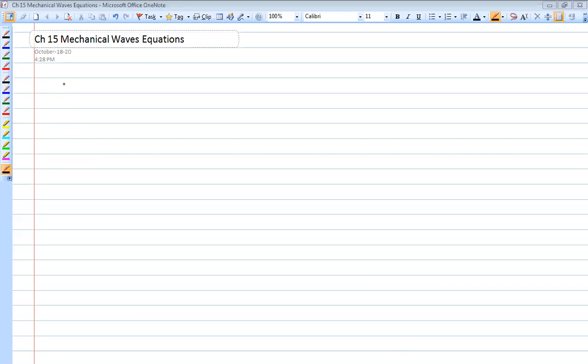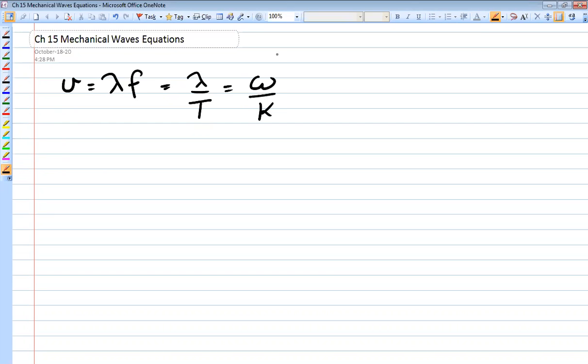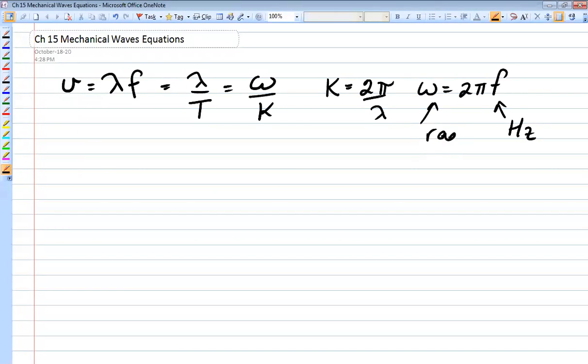So the first super important equation is simply that the velocity is wavelength times frequency. This is also equal to the wavelength divided by the period, which is also equal to the angular frequency divided by the wave number. Now this K, the wave number, is not the spring constant, so often I will call it kappa, but the K in this chapter, which is called the wave number, is 2 pi over the wavelength. And the angular frequency is 2 pi times the regular frequency, this being in hertz, and this being in rads per second, and they're related by 2 pi.